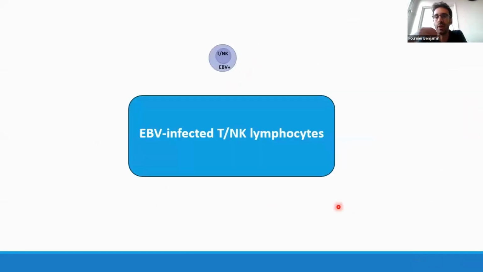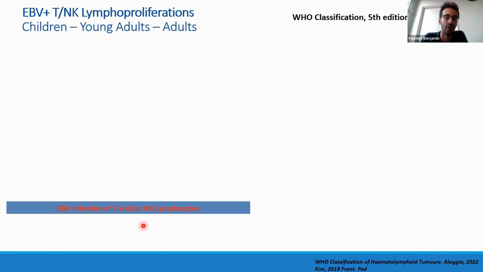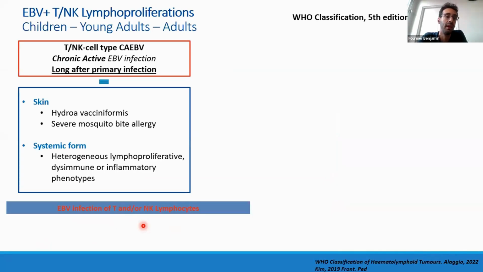So having said that, I will go through the second subset of diseases where EBV infects T and/or NK cells. So these are classified in the World Health Organization classification of lymphoid neoplasms. And the core feature, of course, is that EBV infects T and/or NK cells. We have a first subset, which is called T/NK cell type CAEBV, for chronic active EBV infection, that occurs long after primary infection.